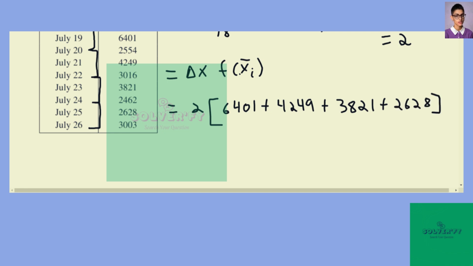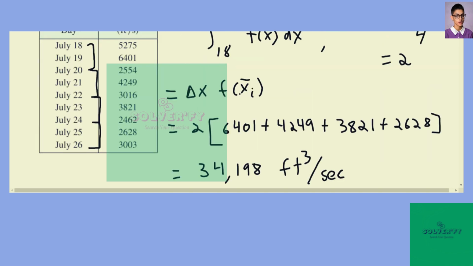All right, let's go ahead and plug that into our handy dandy calculator. So we get 34,198, and the units here are feet cubed per second, because that's what our units are in the table.